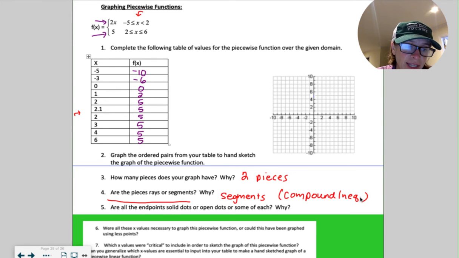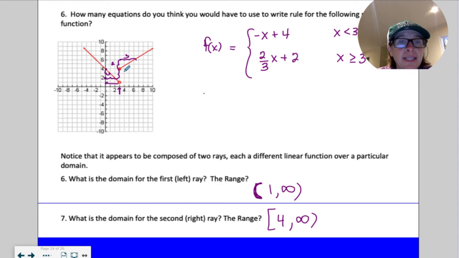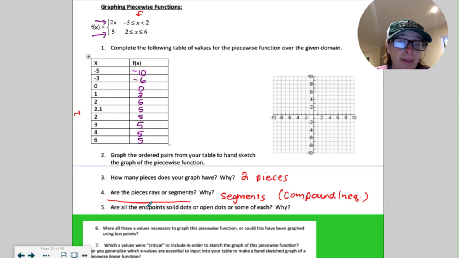And let me go back for a second so you can see what I mean. Like on this function, it had an arrow. You can see it was a simple inequality. It was saying all x is less than 3. It wasn't between values. This domain, I'm looking between values, so they're going to be segments.